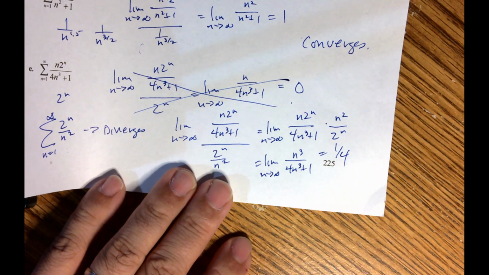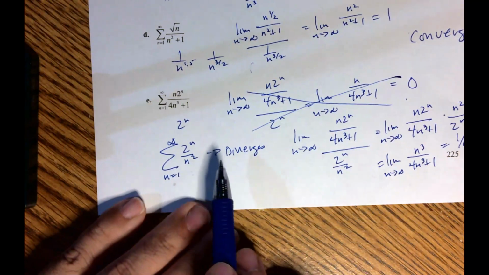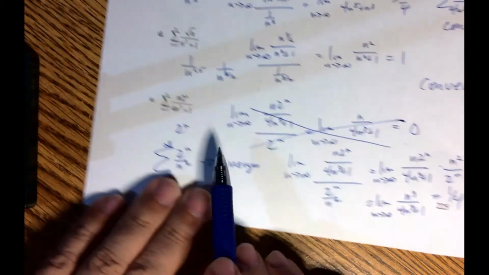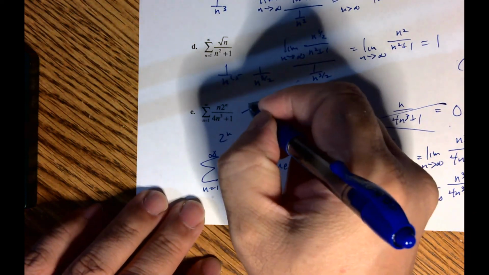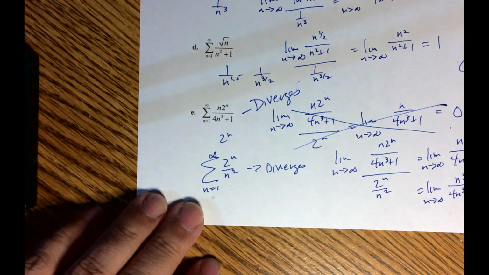So now we can say, okay, it's a positive number. I've shown that this diverges by the nth term test for divergence. So that means the original series also diverges by the limit comparison test. So we say this diverges. Okay, so that's that page.